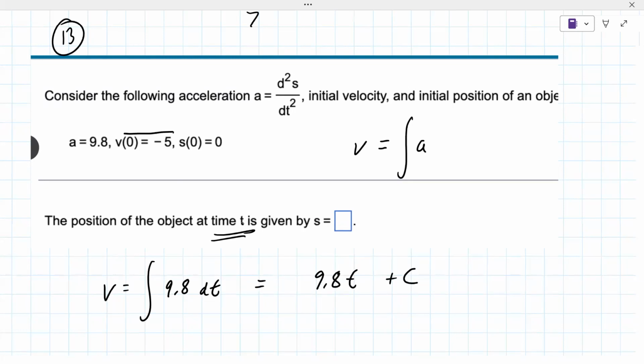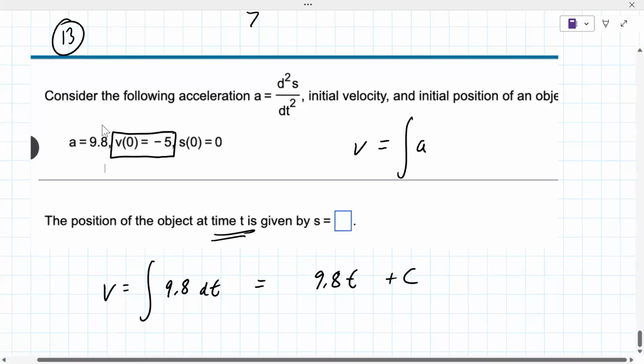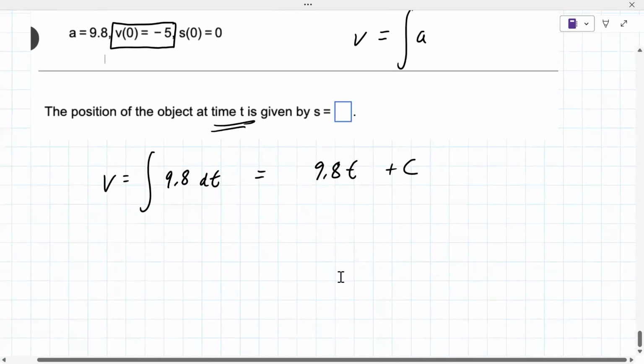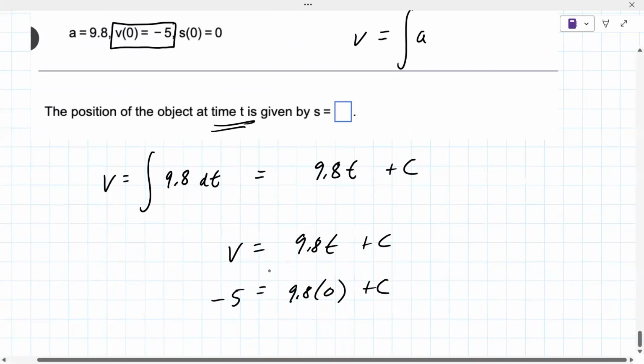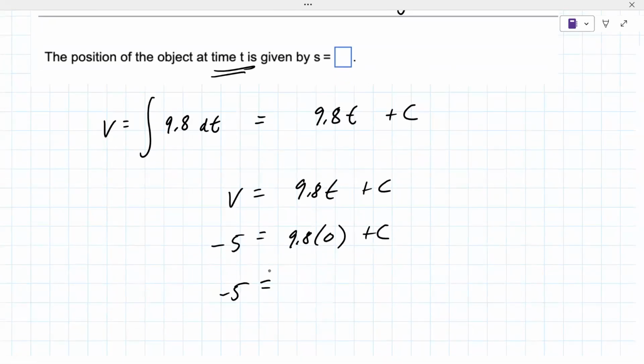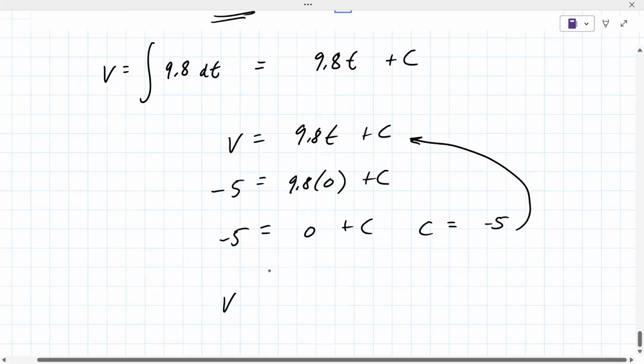When they give you an initial condition for velocity, they say at time 0, velocity is minus 5. What that means is v is minus 5 and t is 0. So you can solve for c. C is minus 5. So that goes back here. Your velocity is 9.8t minus 5.